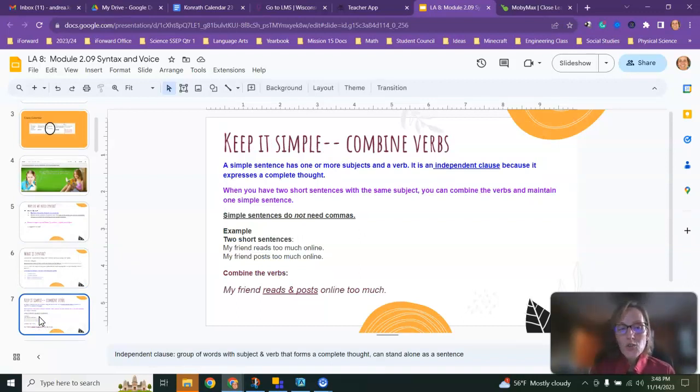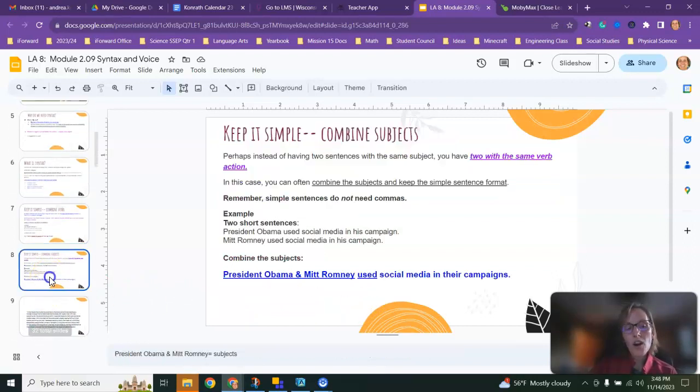It's really important to remember to combine short sentences together, especially if they are redundant. Here's my example. If I have written, my friend reads too much online, and then I say the same thing right after, my friend posts too much online, it's too repetitive. Instead, I could say, my friend reads and posts online too much. So it's just really making sure that you are aware of your sentences so that they're not choppy.